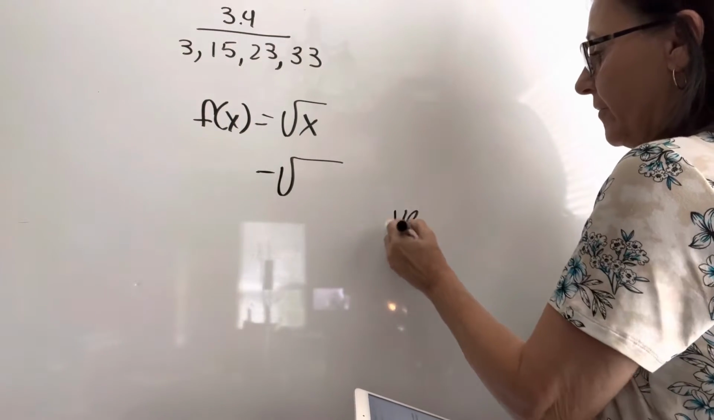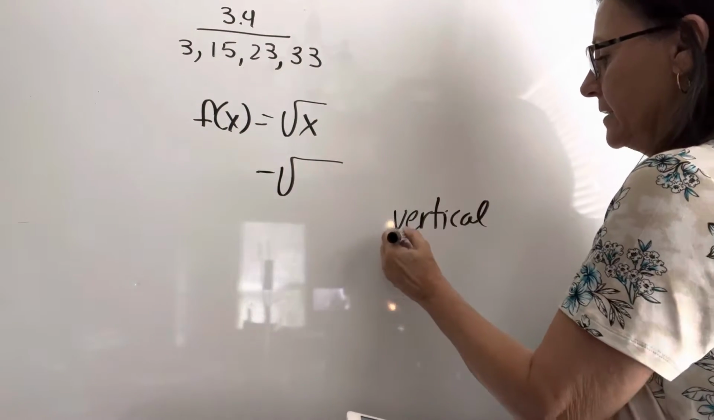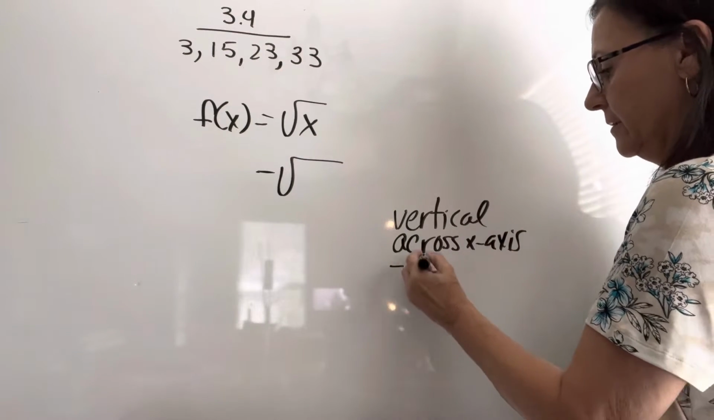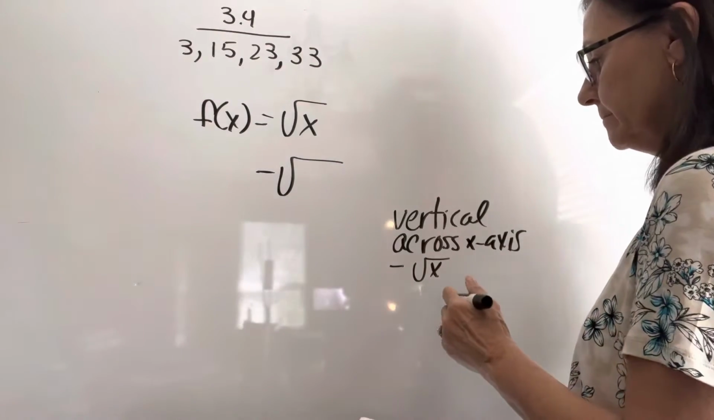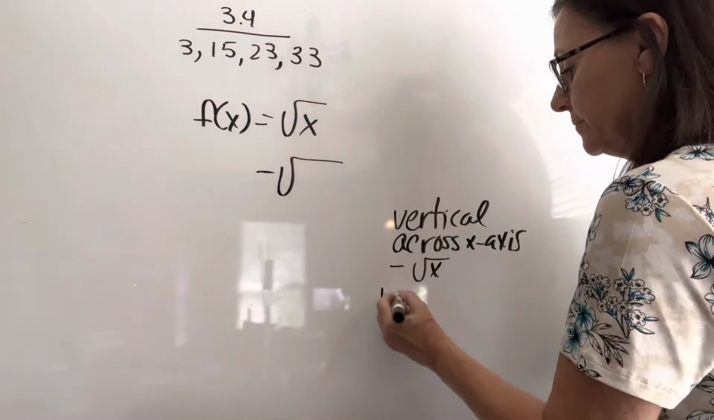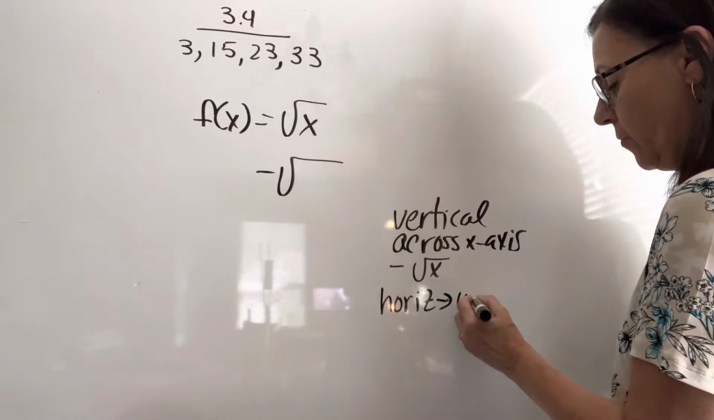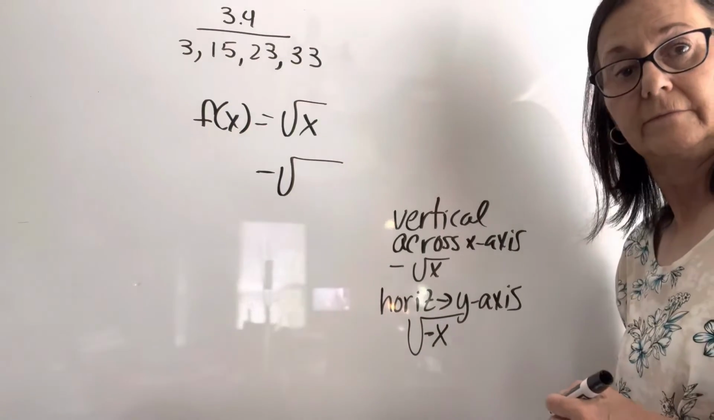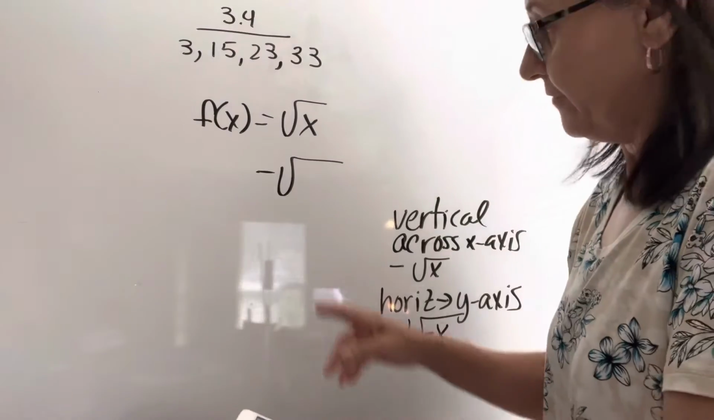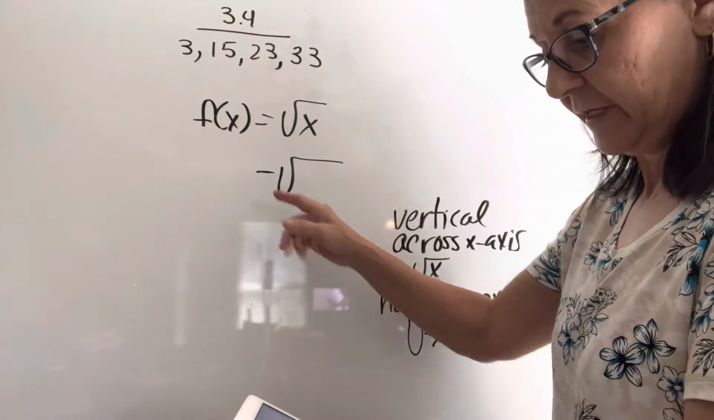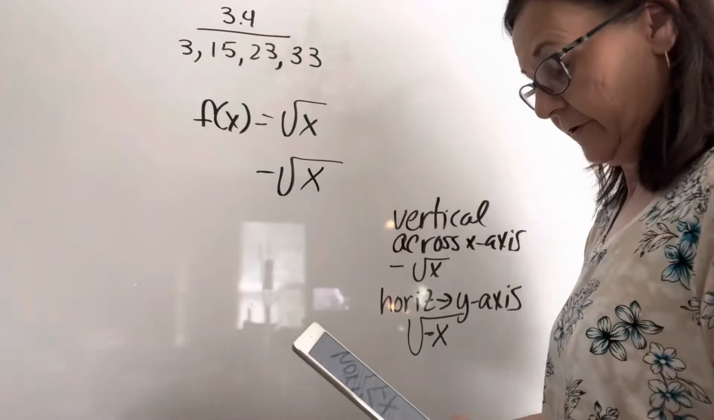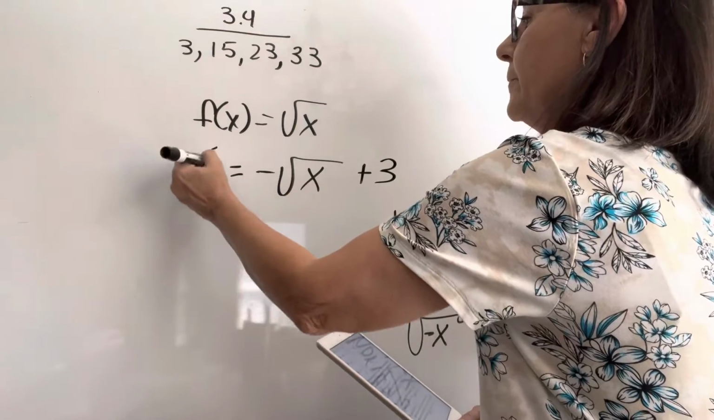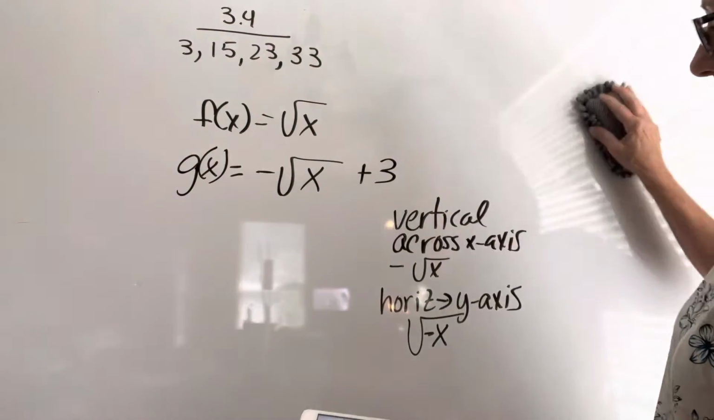All right, so vertical is across the x-axis and would look like this. Horizontal would be across the y-axis and would look like this. All right. So it's reflected across the x-axis and it's shifted up. So it doesn't affect the x value, shifted up by 3 units. So that would be our new function.